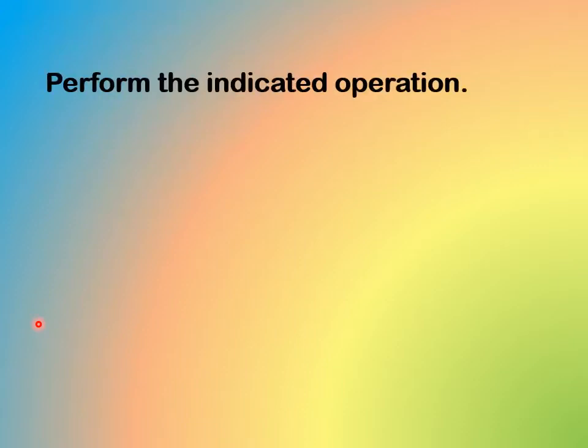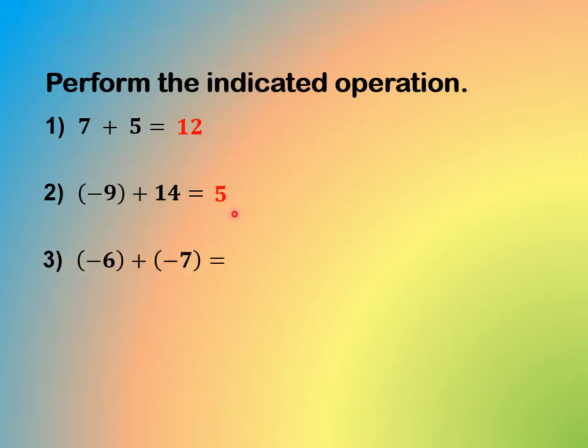Perform the indicated operation. Number 1, 7 plus 5. Okay, that is 12. Number 2, negative 9 plus 14. Correct, that is equal to positive 5. Number 3, negative 6 plus negative 7. Okay, that is negative 13.